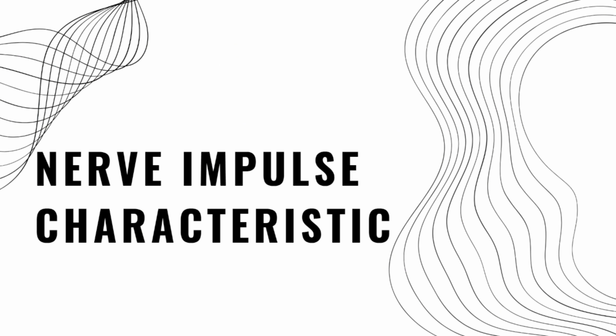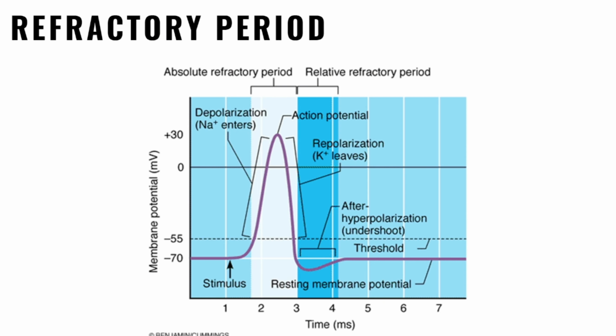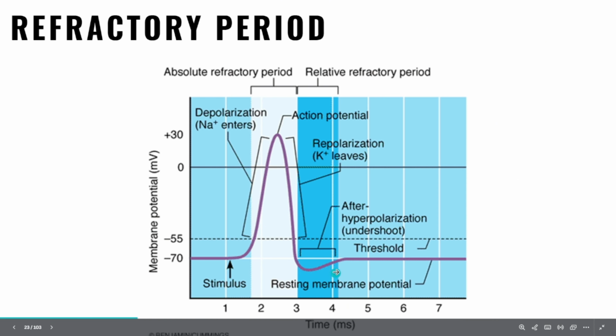Next is about the characteristic. Nerve impulse characteristic. Mostly you need to know about the refractory period. What is this refractory period? You can see this diagram. There are two types of refractory period: absolute refractory period and relative refractory period. The absolute one is between the depolarization rising phase and also the repolarization. The relative one is at the hyperpolarization, which is the undershoot state.